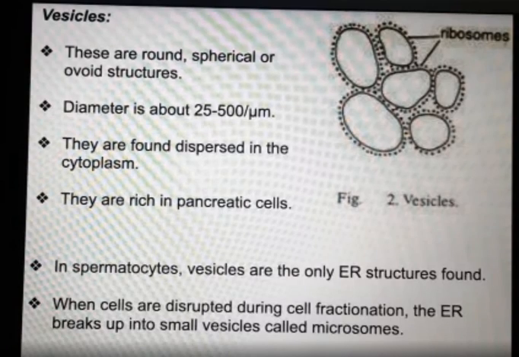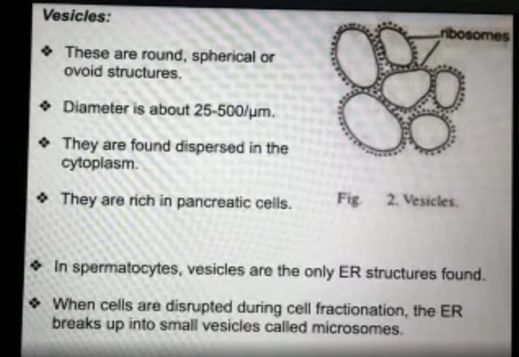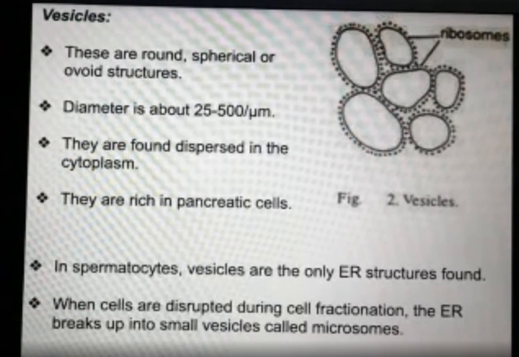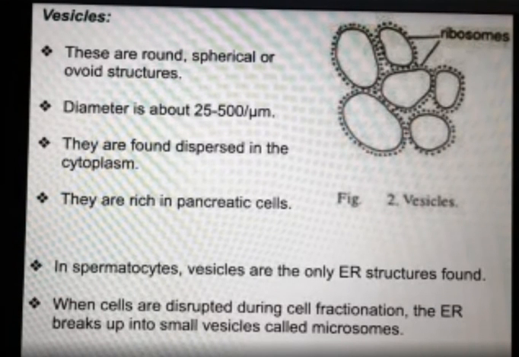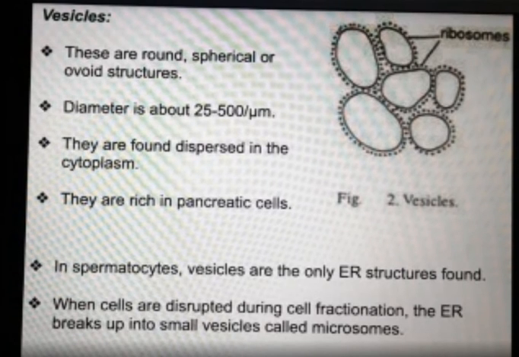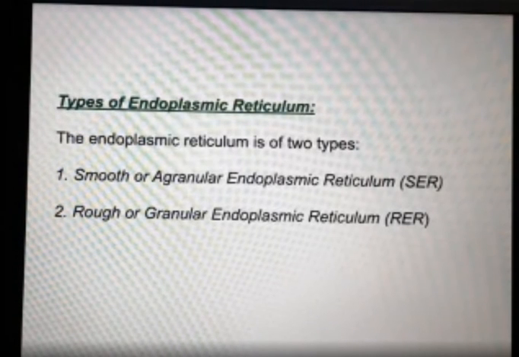They are rich in pancreatic cells, in spermatocytes. Vesicles are the only structure found in spermatocytes. When the cells are disrupted during the cell fractionation, the endoplasmic reticulum breaks up into small vesicles, and these are called the microsomes.